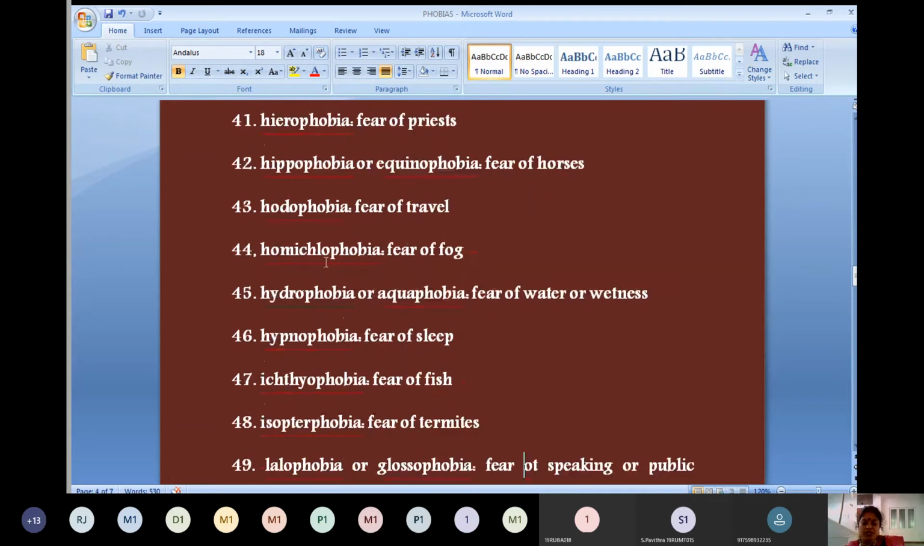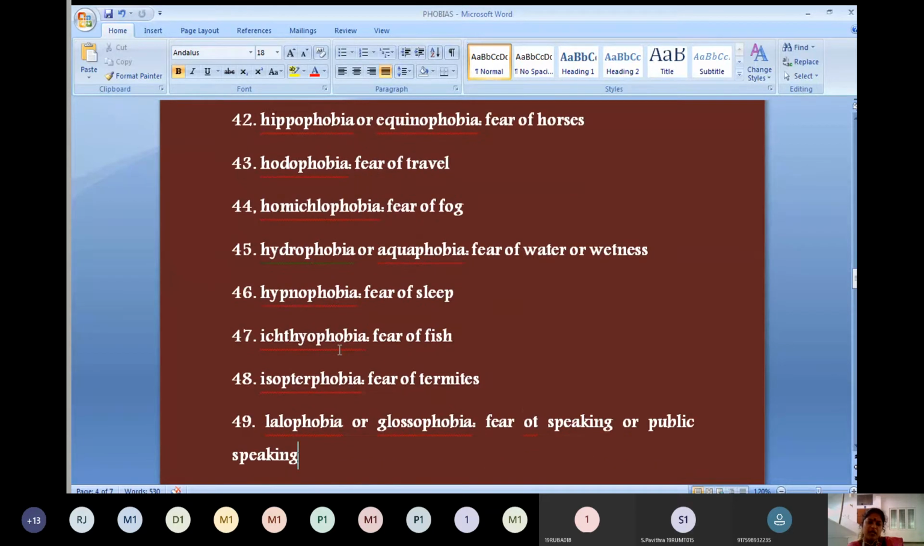Fear of water or wetness, ஈரத்தை பார்த்தும் இல்லை வாட்டரை பார்த்தும் பயப்படுறது hydrophobia or aquaphobia. Fear of sleep, தூக்கத்தை பார்த்தாலே அச்சம் அப்படின்னா hypnophobia. Then fear of fish, ichthyophobia. See, ichthyology means study of fish, and the fear of fish is ichthyophobia.